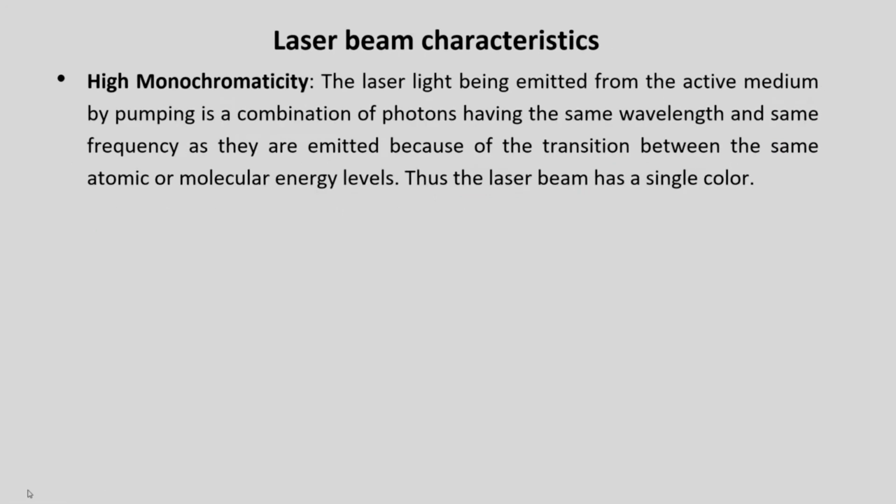Let us see what is the meaning of high monochromaticity. The laser light being emitted from the active medium by pumping is a combination of photons having the same wavelength and same frequency, as they are emitted because of transition between the same atomic or molecular energy levels. Thus, the laser beam has a single color. So, monochromaticity means the laser beam will have a single color, and the photons coming out will have the same wavelength and same frequency.